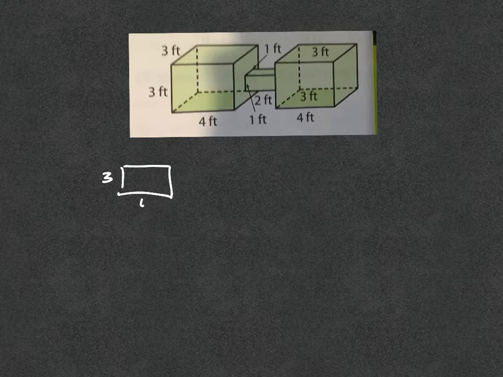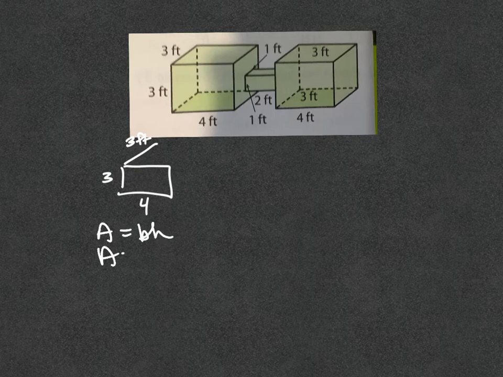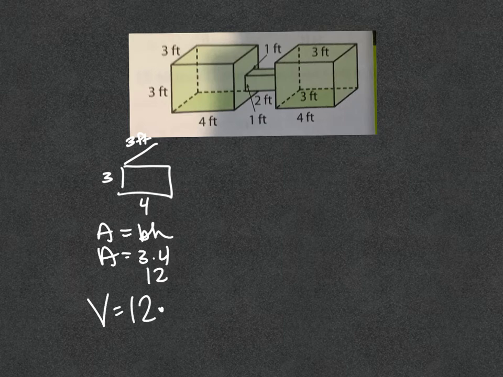I have a 3 by 4 base with a depth of 3. So I'm going to find my base, length times width, 3 times 4, which is 12. Now I'll take that number and multiply it by the height, or the depth in this case, which is 3. And 12 times 3 is 36. This one is 36 feet cubed, or cubic feet. That means this one must also be 36 cubic feet.